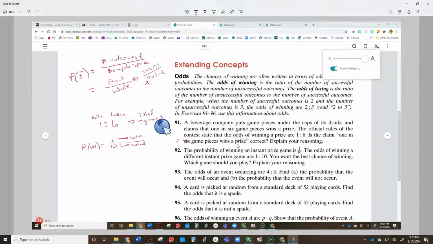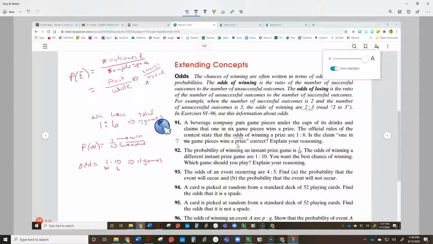The odds of winning a different instant game prize are 1 to 10. So if the odds are 1 to 10, this is wins, this is losses. So that is a total of 11 games.